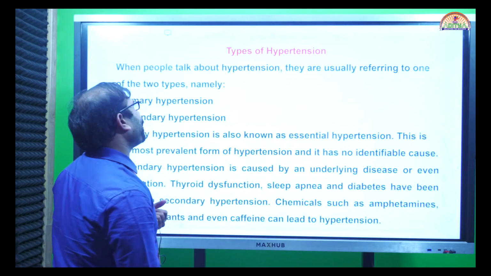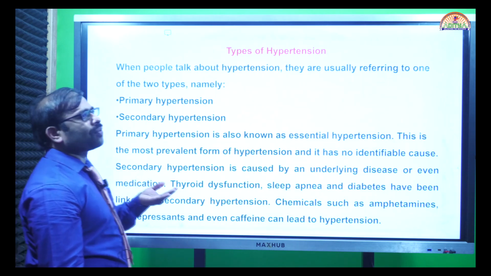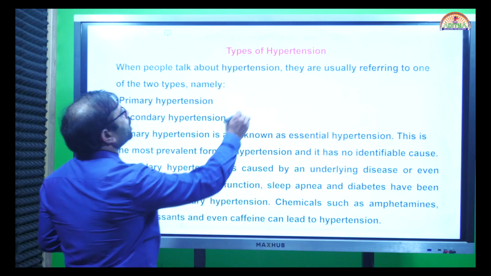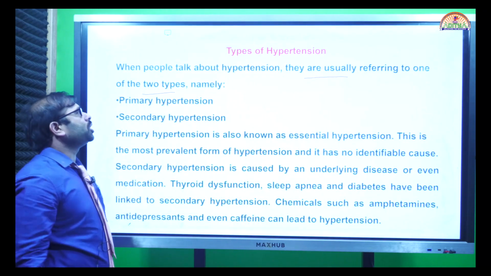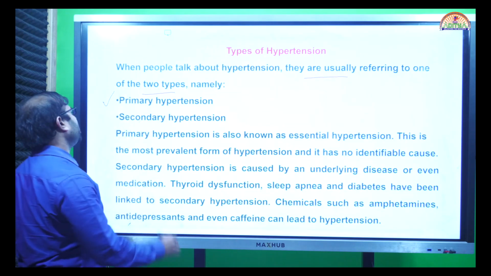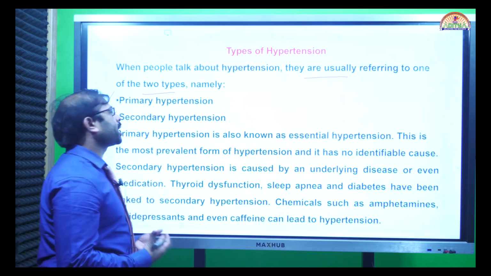Hypertension in different stages we have learned, but different types of hypertension also exist. When it comes to hypertension, they usually refer to two types: primary hypertension, followed by secondary hypertension.